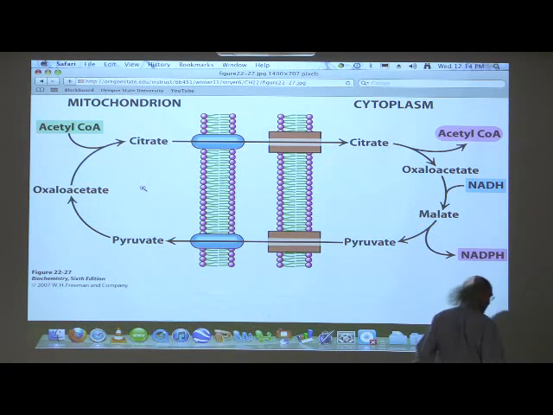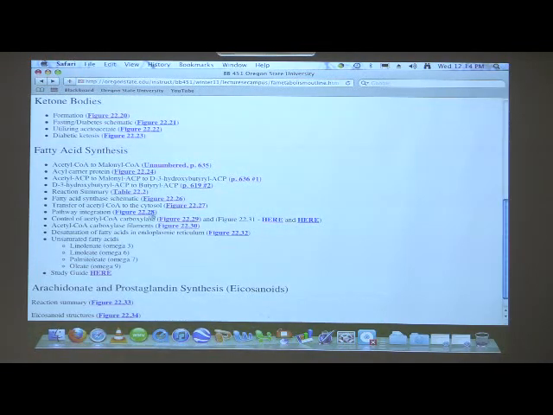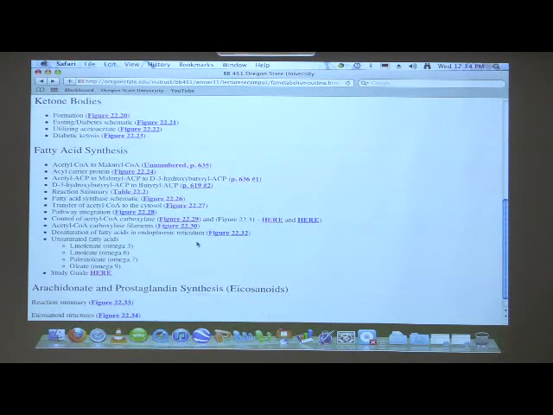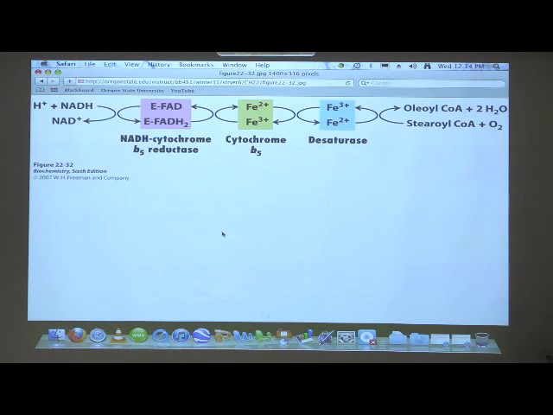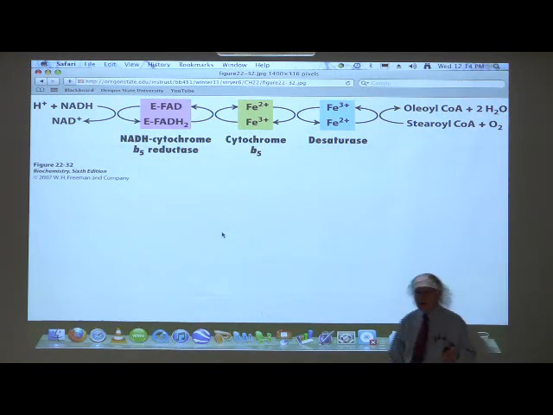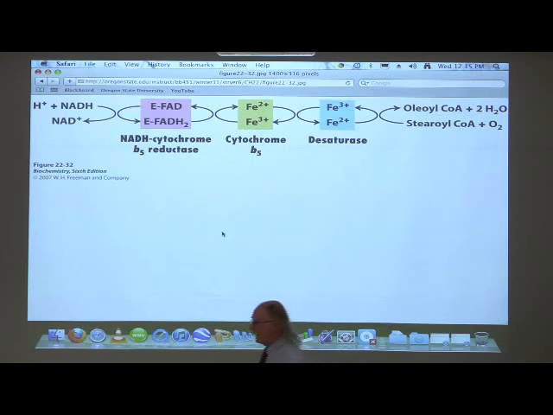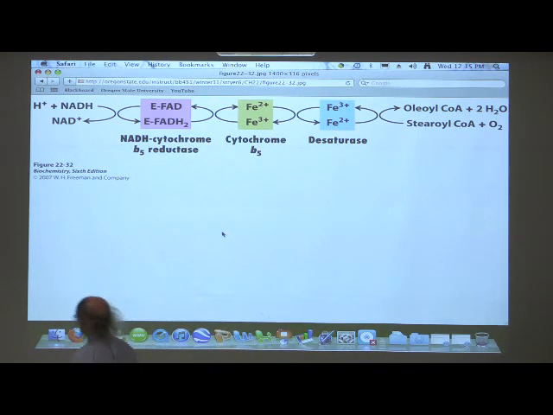Okay. Let us proceed then. I've already talked about the control, so I'm not going to go through that here. I will talk about how we make unsaturated fatty acids. And this looks really hairy. All right? Let's start with the name of the enzymes involved in this process. There's one main enzyme we'll be concerned about. We give it a nice, simple name. It's called a desaturase.